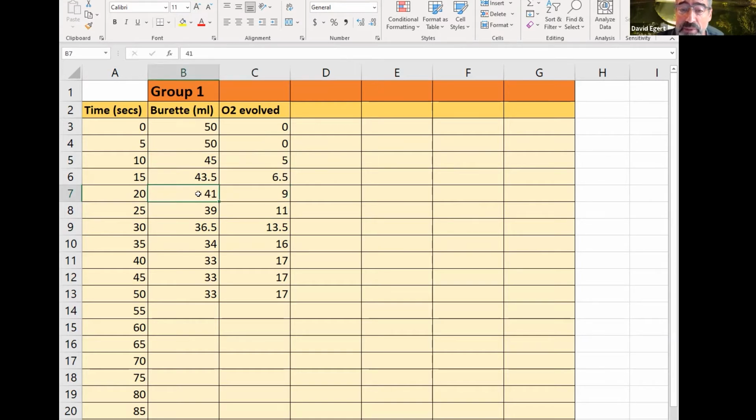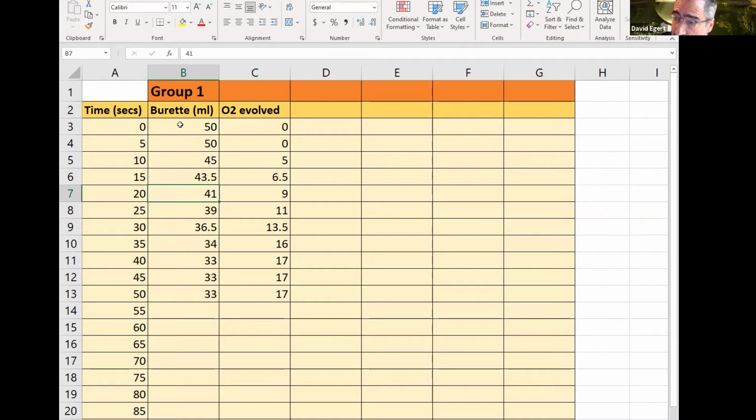So that's going to have to be your first step in this calculation: get a column of the oxygen volume rather than the burette reading. And then you're going to make a graph. This graph is going to be used for calculating actual quantitative values for your reaction rate, so you have to be careful when you make it.